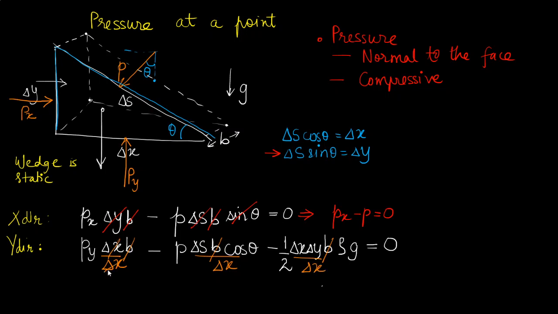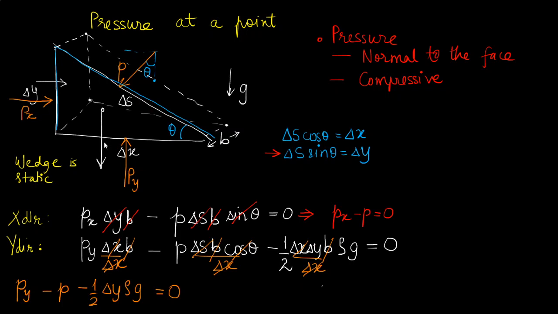So naturally this term cancels. Now delta s cos theta and delta x cancel out, and this delta x also cancels out. So in the end we are left with Py minus P minus half delta y rho g equal to 0.